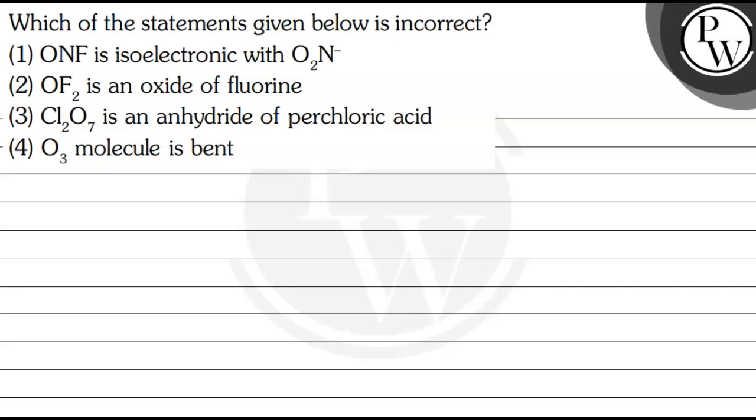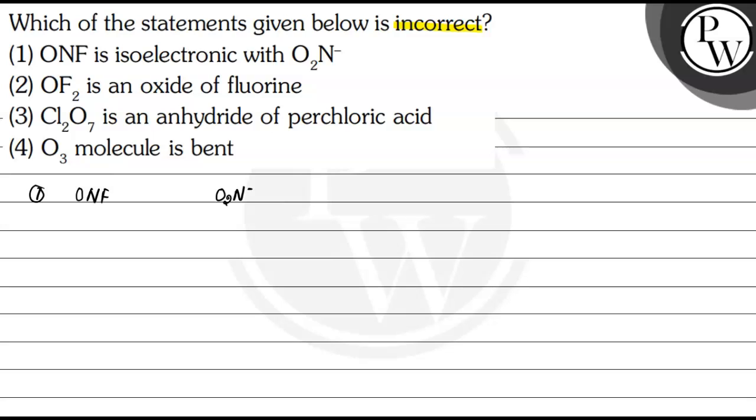Hello bachcho, let's read this question. The question says: which of the following statements given below is incorrect. Out of these four statements, we have to find the incorrect statement. The first statement is that ONF is isoelectronic with O2N minus.